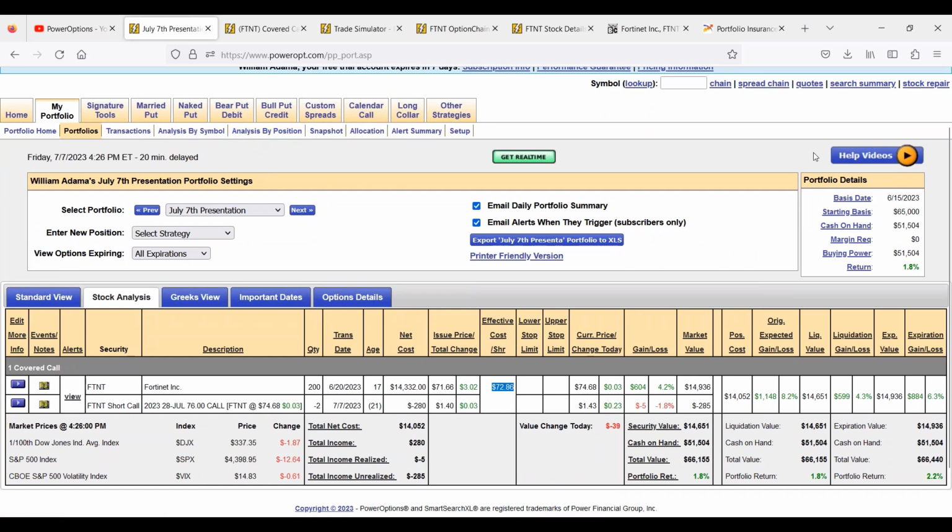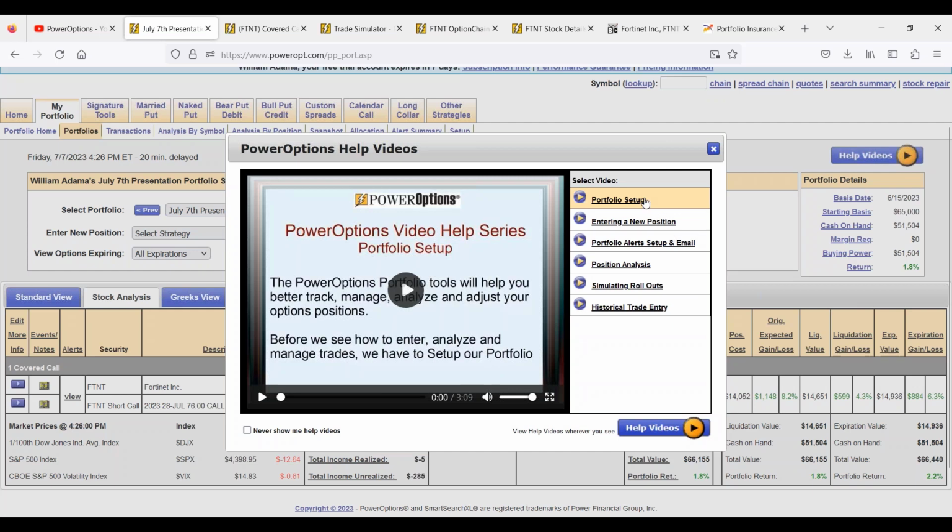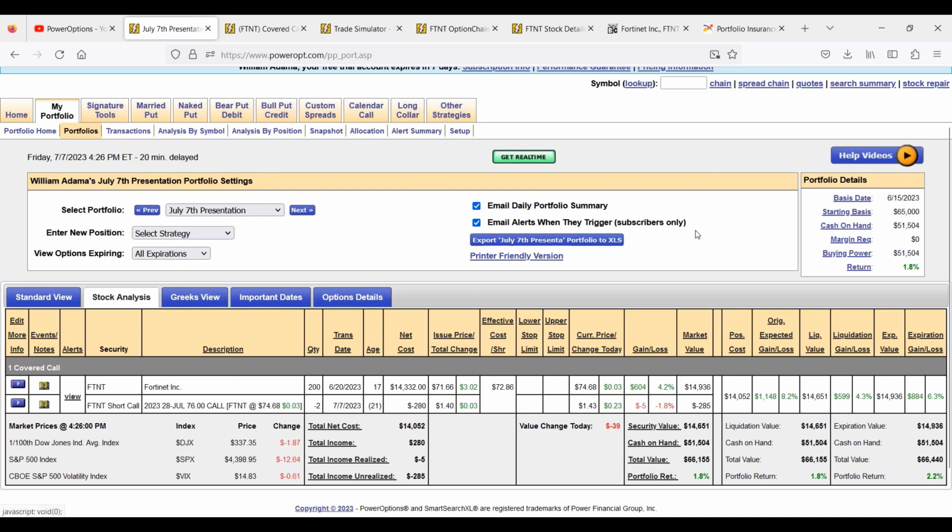or analysis by symbol. Remember, at any time, if you're just getting started, or even if you're a subscriber and you need a refresher or a walkthrough, just click the help videos up here in the upper right-hand corner. Portfolio setup, entering a new position, alert setup, position analysis, simulating rollout opportunities, and historical trade entry as well. Just some of the ways that you can view the portfolio.